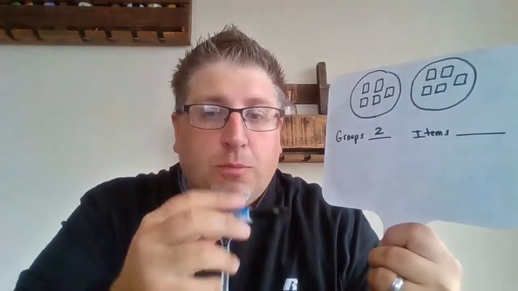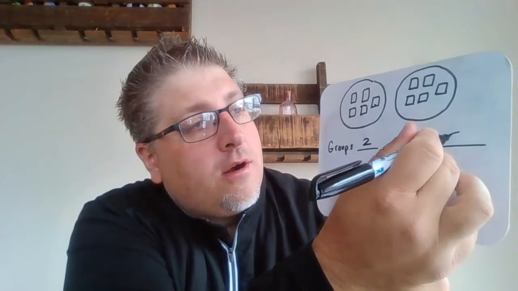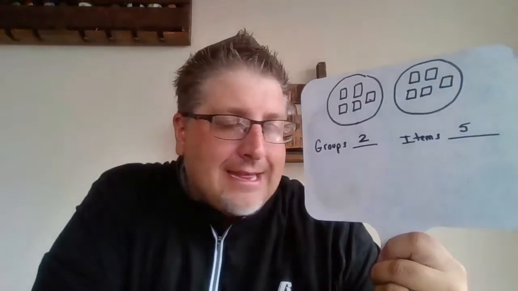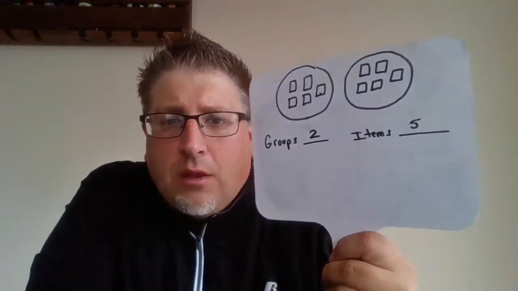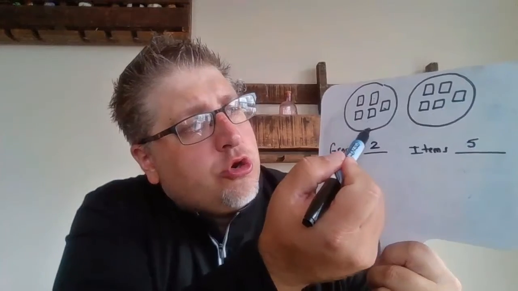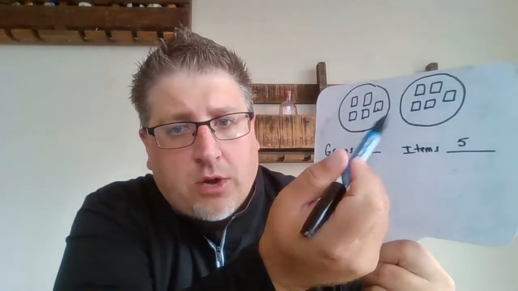So in each group, there are 5 items. Look at that. Again, they did not give us any numbers. They gave us nothing to work with, and we figured it out. 2 groups. Look at the circles. There's group 1, group 2. Inside each group, there are 5 items, okay?